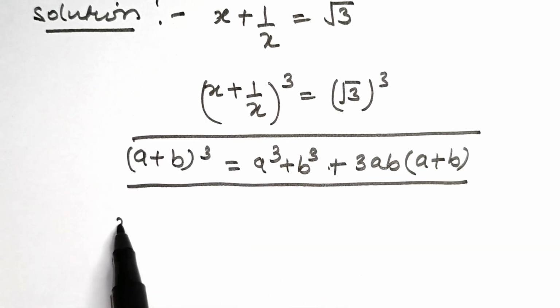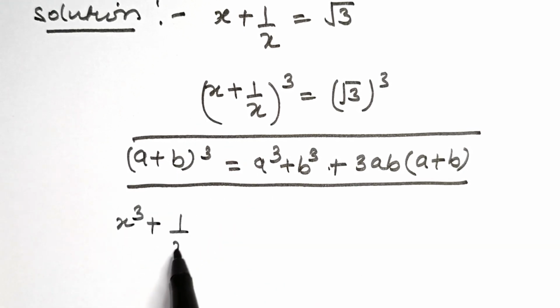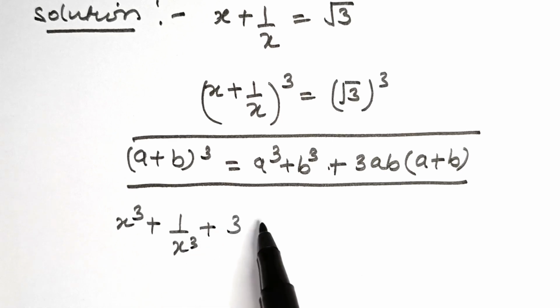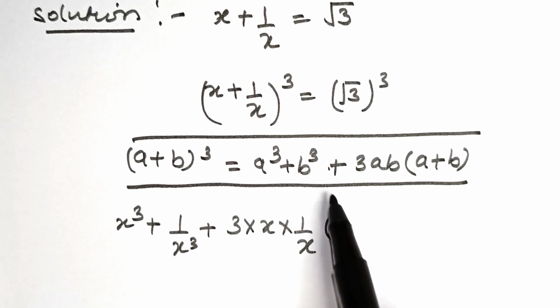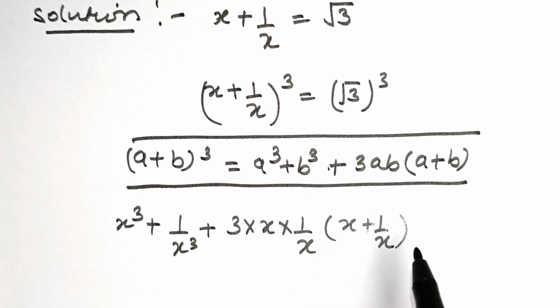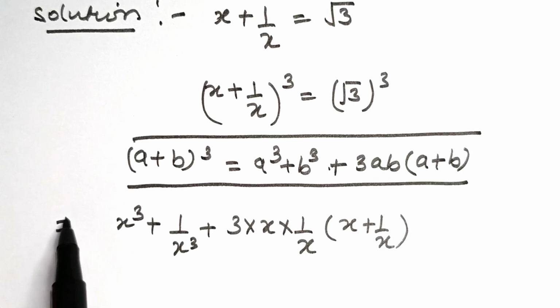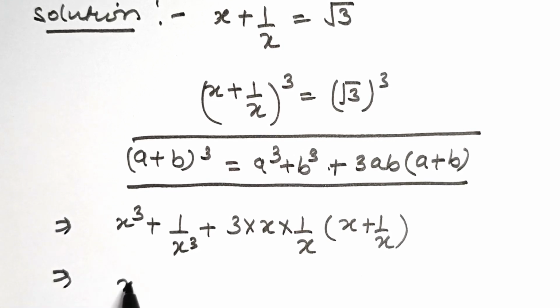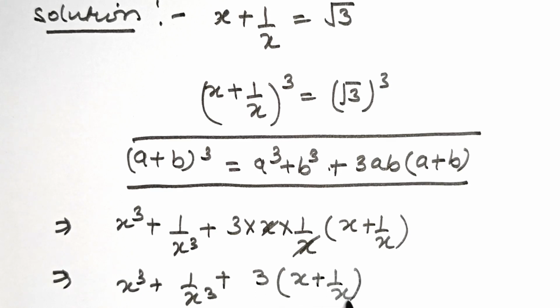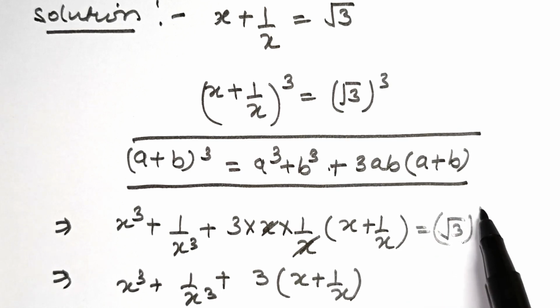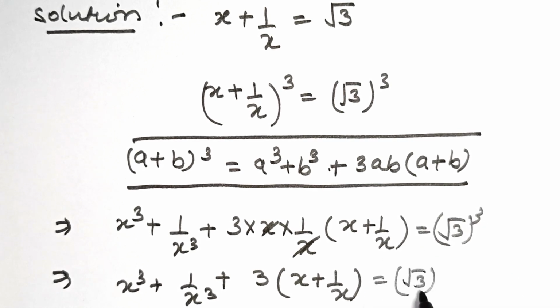a cube, that is x cube, plus b cube, that is 1 upon x cube, plus 3 times x times 1 upon x times x plus 1 upon x. Now this implies x cube plus 1 upon x cube plus, this x will cancel out, so we'll have 3 times x plus 1 upon x. So this is equals to root 3 cube.